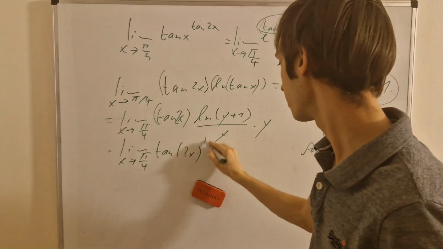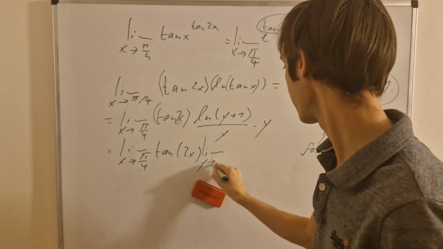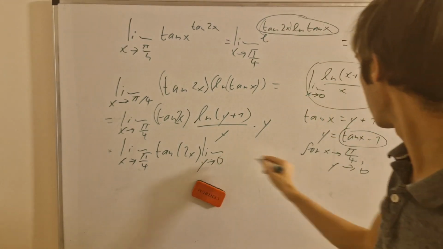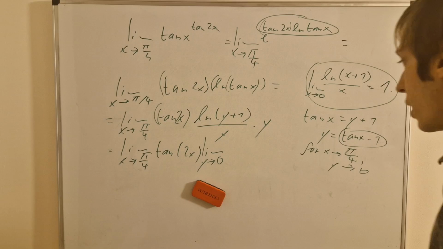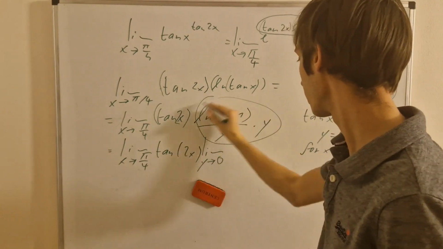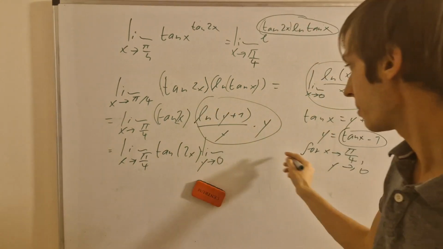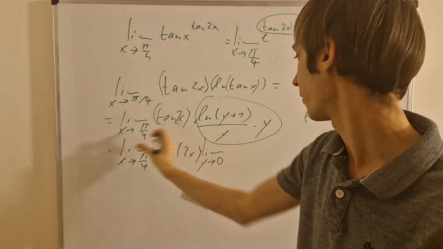Well, let's not make it confusing. It would make more sense to rewrite things. Now we have y goes to 0 because that's what happens for x going to pi over 4. And then the things that are in terms of y we will rewrite as another limit that's multiplying the original. So we see we have two limits.